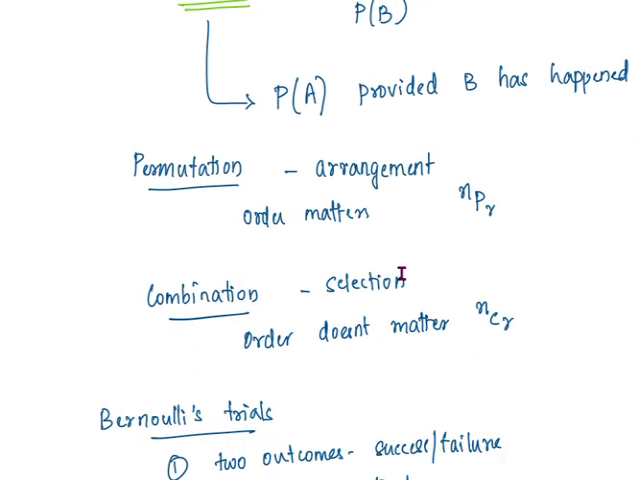Okay. Now comes the permutation and combination. For permutation, the keyword is arrangement. So if they're asking you to arrange certain things, that is when we go with permutation, that is nPr. Here the order matters. Okay.